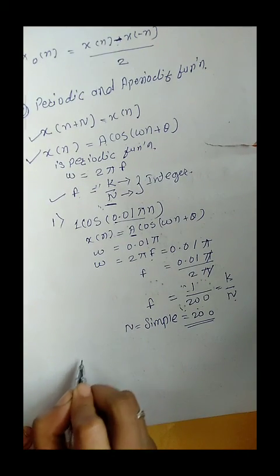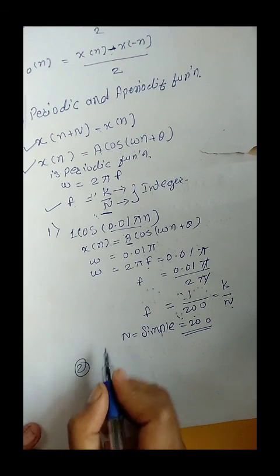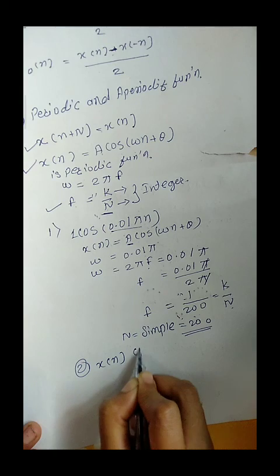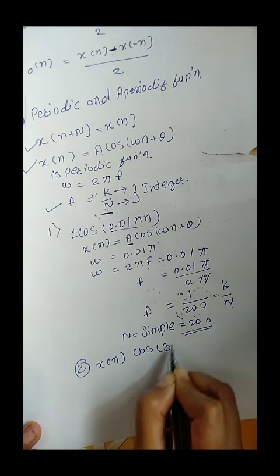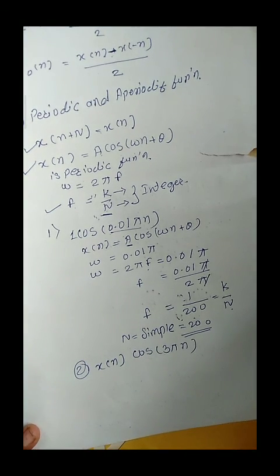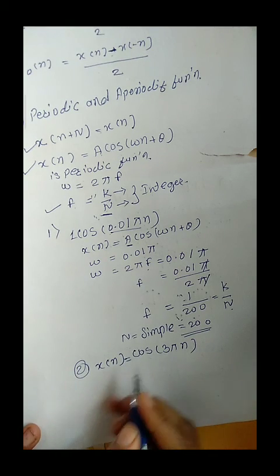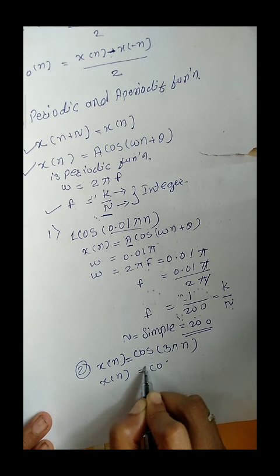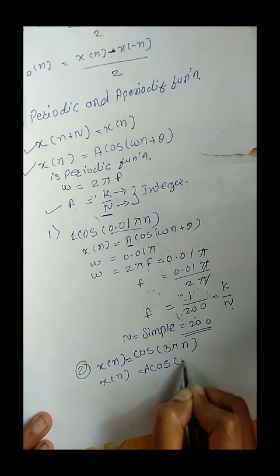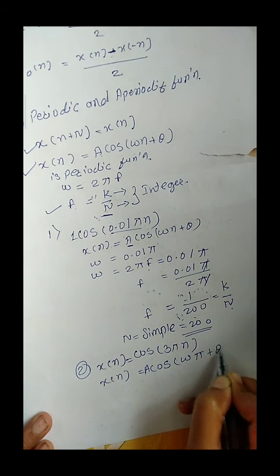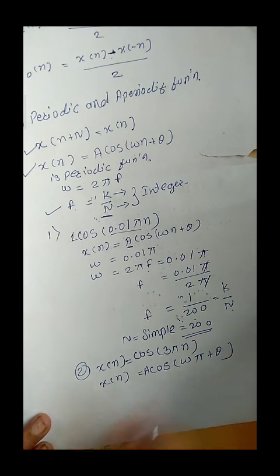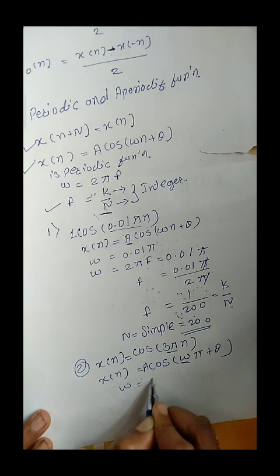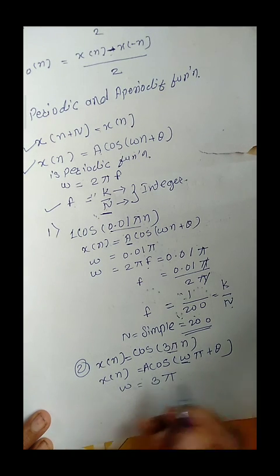Next, see the next example. X of n is equal to cos 3 pi n. Right? Here x of n is equal to A cos omega n plus theta. Right? What is the value of omega? 3 pi. Omega is equal to 3 pi.